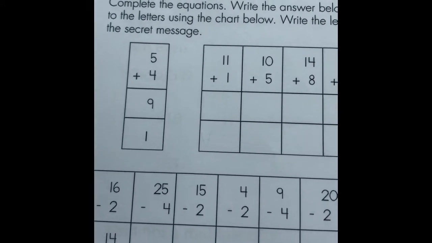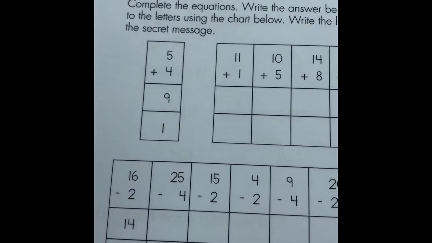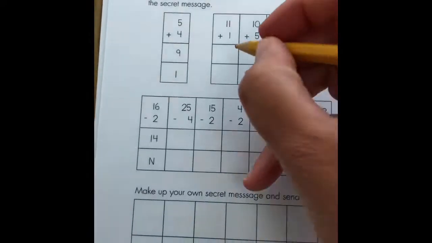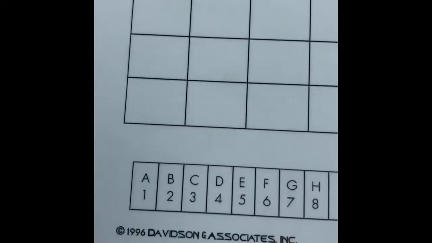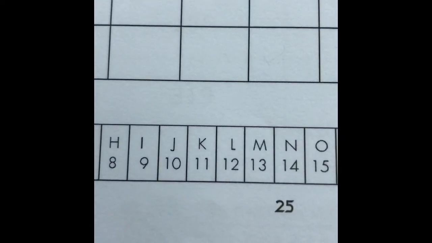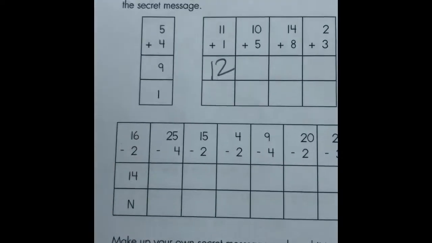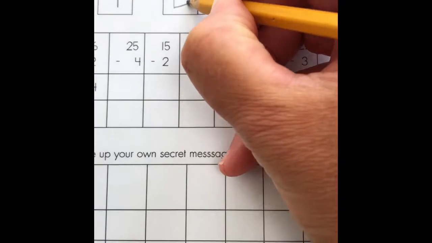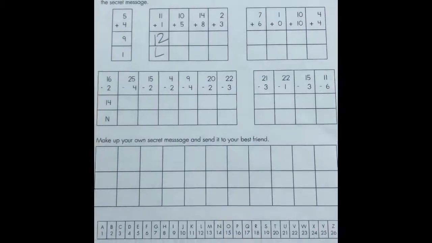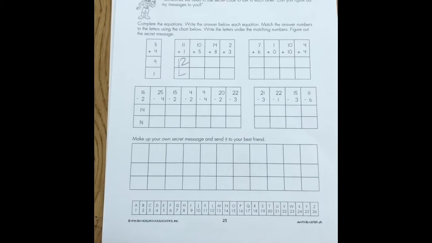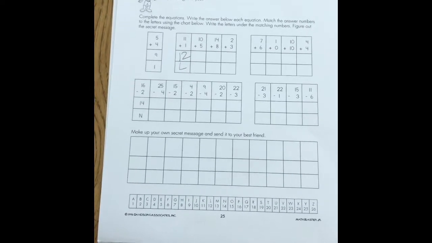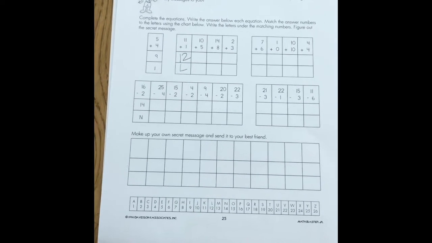The next one is 11 plus 1. 11 plus 1 is 12, right? So I'm going to go down here, find 12. I see an L, so I'm going to put an L right here. I continue on and find out your secret code. I actually think there's two codes there.